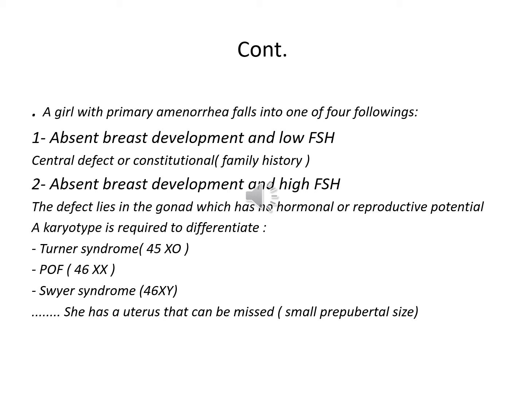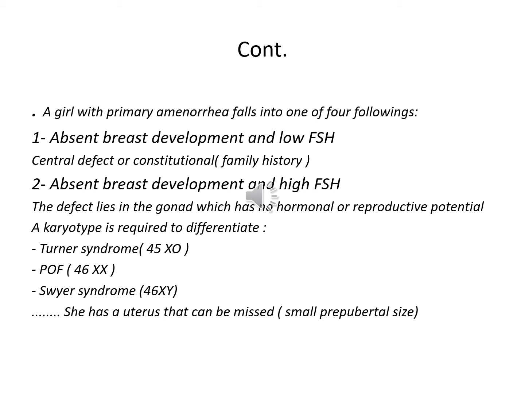There is no ovarian function, so this will lead to a hypoestrogenic status that prevents the development of the breast and the growth of the uterus. So she will end up with delayed puberty associated with primary amenorrhea, or it might be a benign condition, constitutional primary amenorrhea or a familial primary amenorrhea.